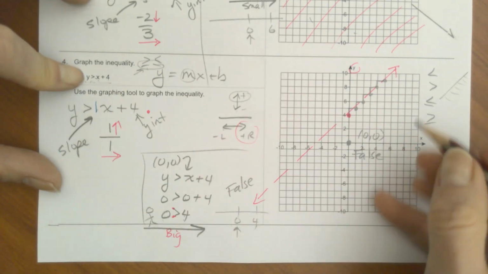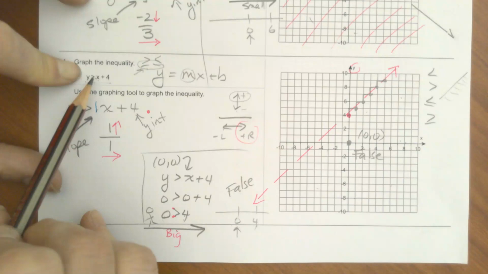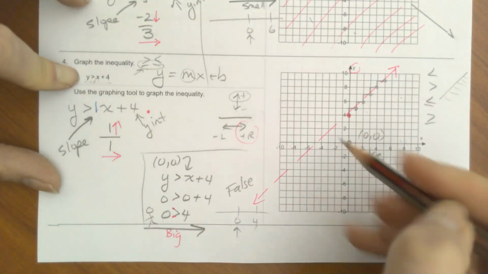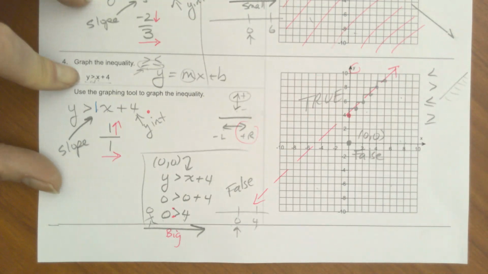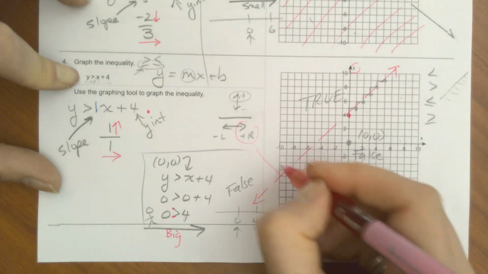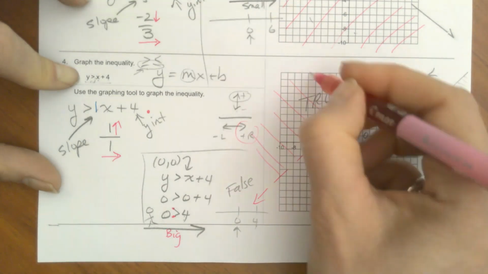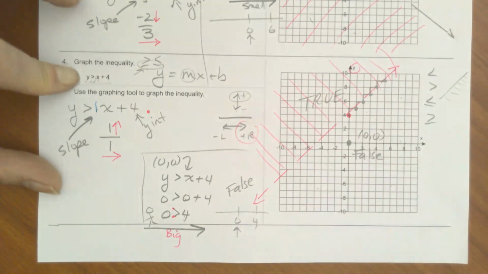That means all these points, when I substitute them into this inequality, are false. That means this side is true. And what side do I color? Yeah, I always shade in or color the true side. Okay?